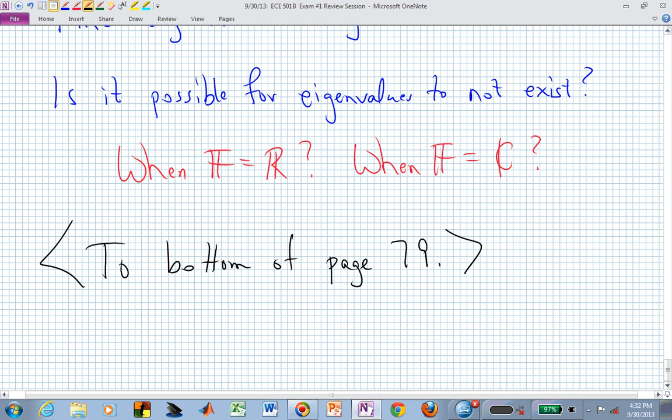Hopefully that gives you a big picture view of what you will be needing to know on exam number 1, and now you simply need to put down the details or the specifics relative to the questions that are asked.